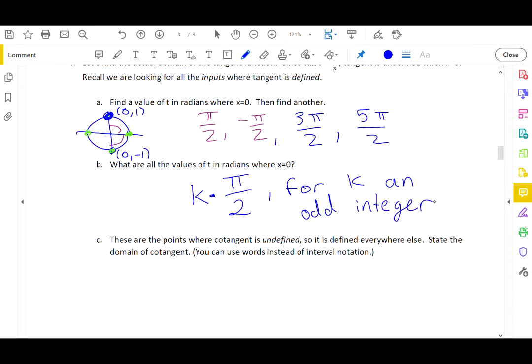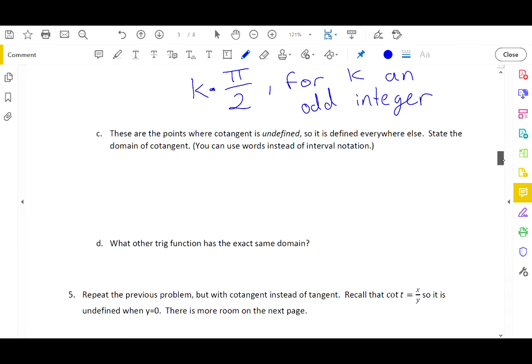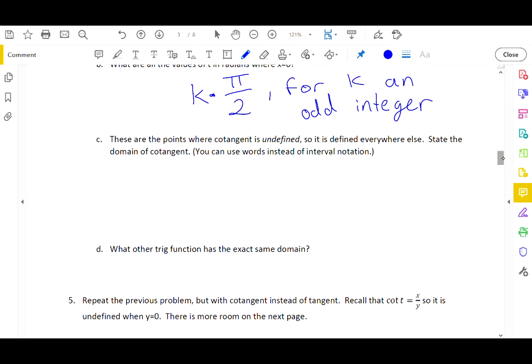Odd integer means it's odd, and it could be positive or negative. These are the points where cotangent is, oops, that's a typo. This was supposed to be about tangent. I accidentally wrote cotangent. So these are the points where tangent is undefined. So it is defined everywhere else.